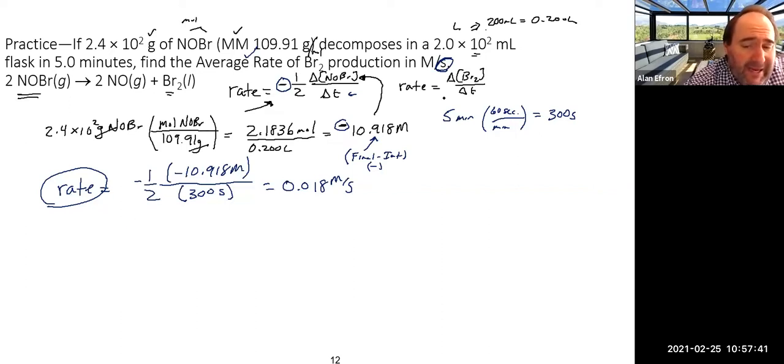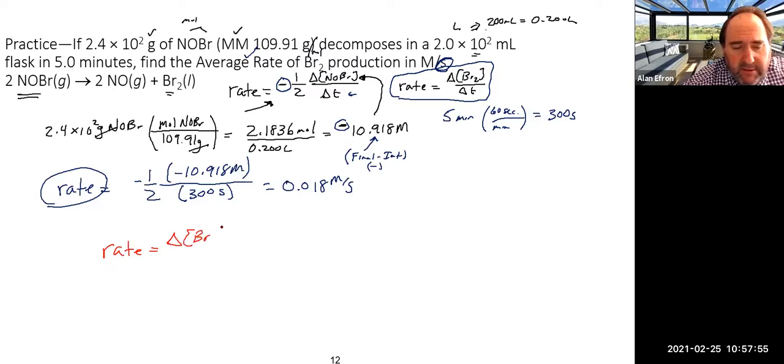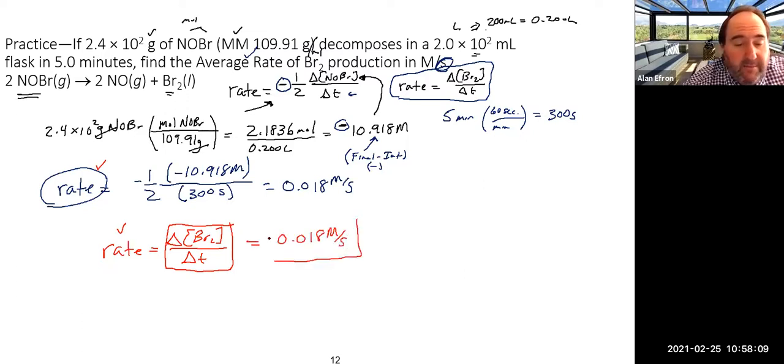We do then want to relate it to the Br2 in this case. So as we saw earlier, the rate is equal to the change in the concentration of Br2 over the change in time. We're essentially looking to solve for this. We already know the rate from here, which means that is also the answer for really how the Br2 is increasing with time. Again, here we do get a positive number of 0.018 molar per second. Any questions on that there?